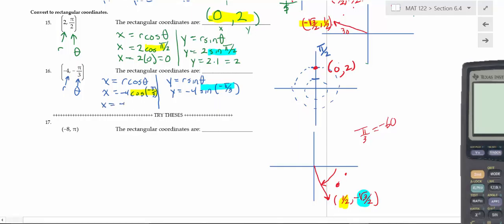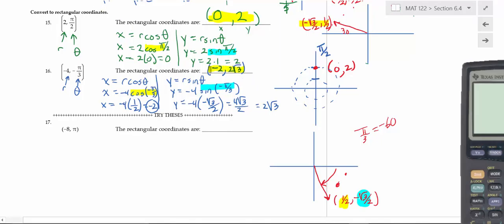So x equals negative 4 times 1/2, which is negative 2. So it's going to give negative 2 for our x value. And then over here, we're going to have negative 4. Y is going to be negative 4 times negative square root of 3 over 2. So that's going to be 4 root 3 over 2, or just 2 radical 3. So we've got the answer to the problem right here.